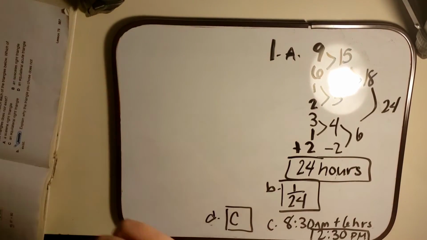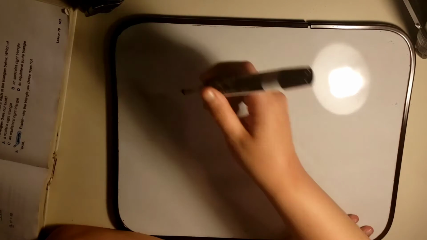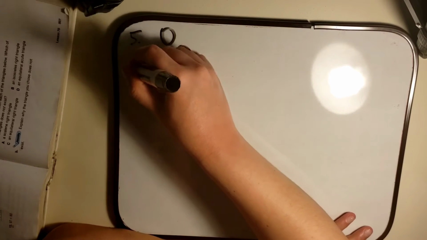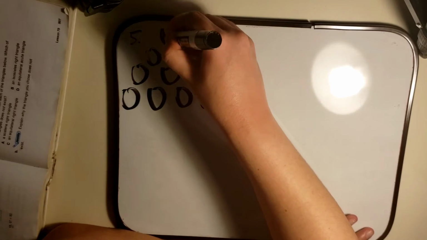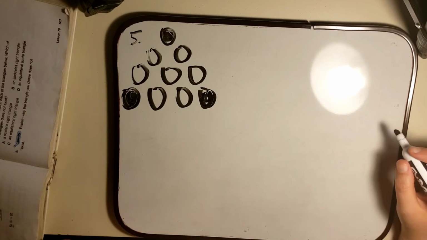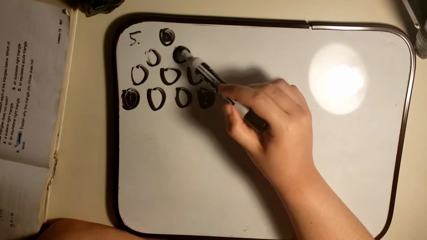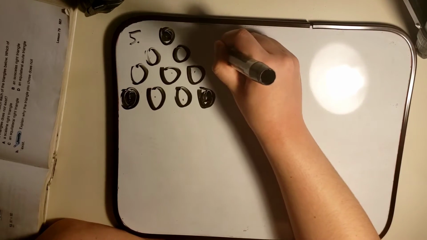Alrighty. The next one we are doing is number 5. And number 5 says, what fraction of this set is not shaded? And you know what? I'm just going to draw it. So here is our little thing. And it says what fraction is not shaded. So let's count to see how many we have all together first. We have 1, 2, 3, 4, 5, 6, 7, 8, 9, 10. So altogether we have 10 circles. That goes on the bottom.